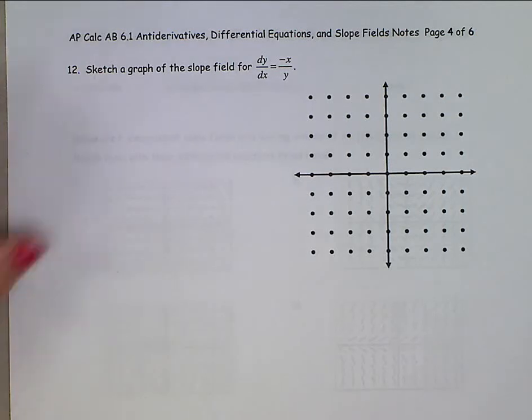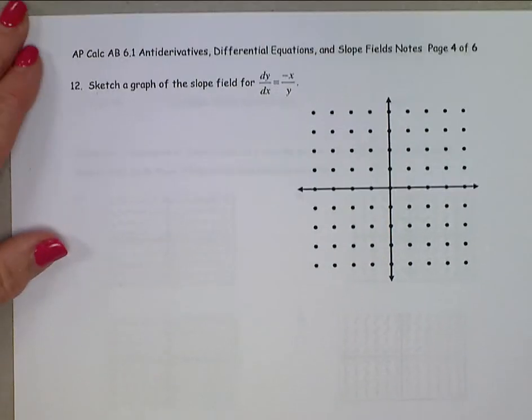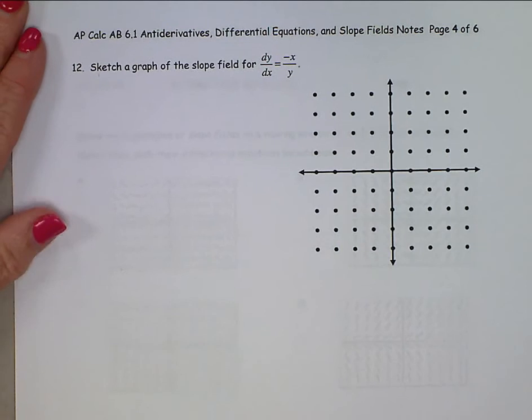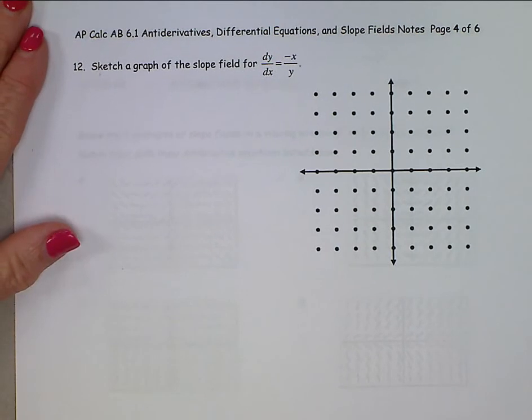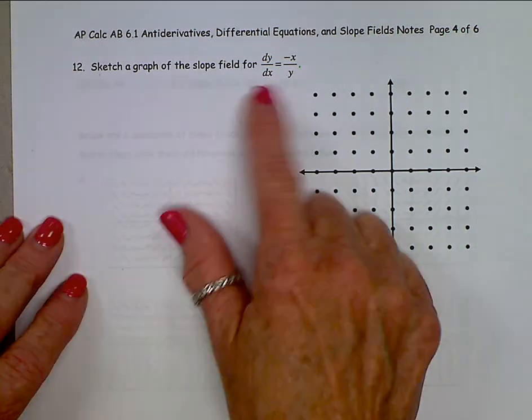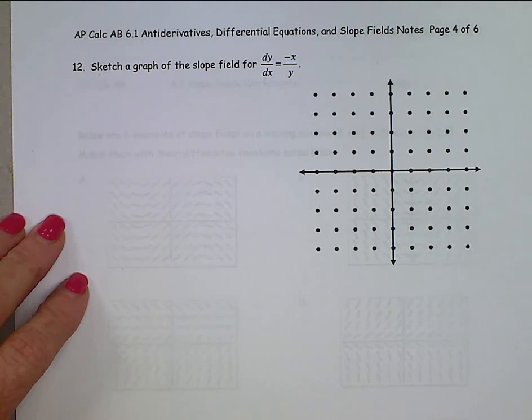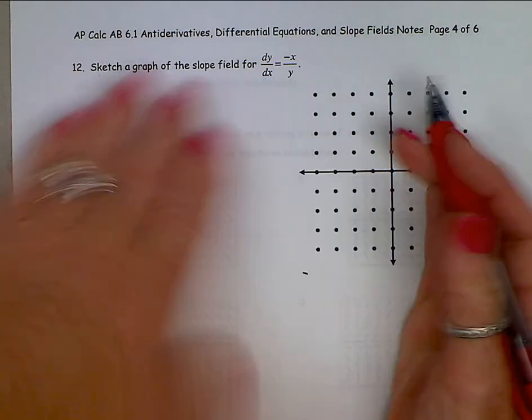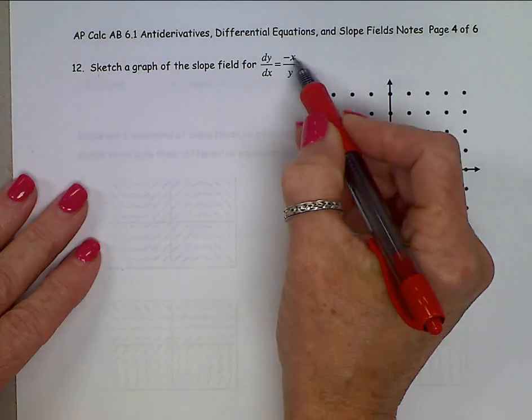AP Calculus, Section 6.1, Antiderivatives, Differential Equations, and Slope Fields, page 4. We are going to be looking at a slope field that is dependent on both x and y. And this is the slope field. dy/dx is negative x over y.